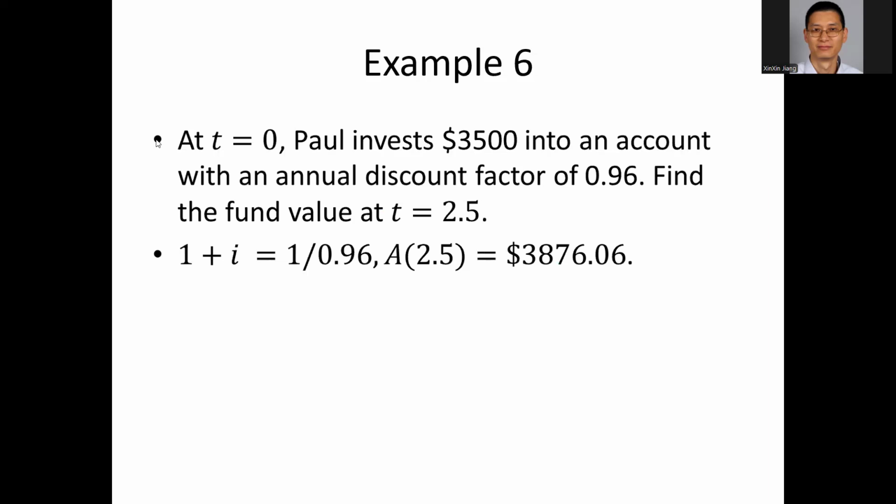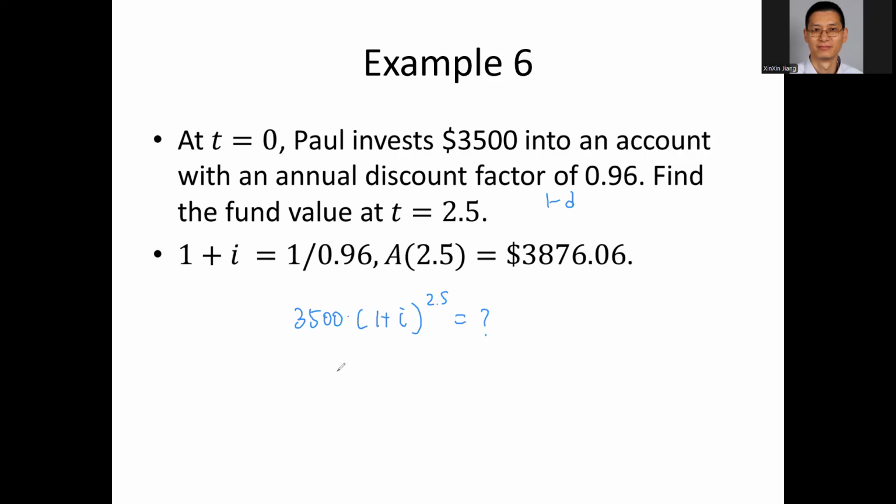So at time t equals 0, Paul invests $3,500 into an account with an annual discount factor, 1 minus d, of 0.76. Find the funded value at t equals 2.5. So actually you need to do 1 plus i to the 2.5. That is what we are looking for.